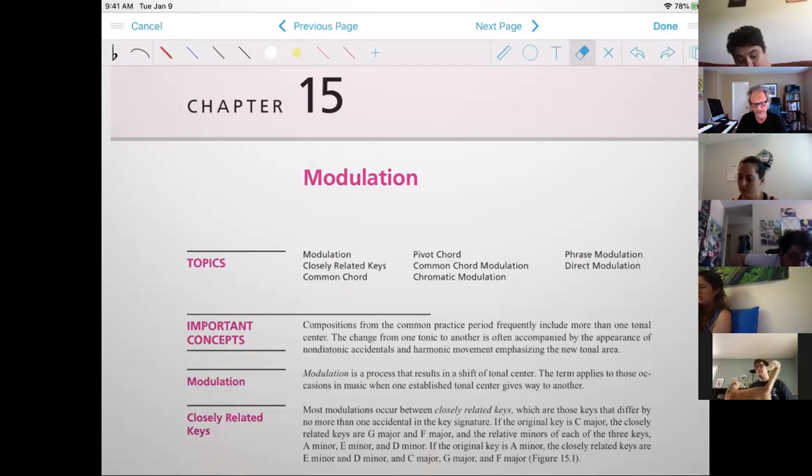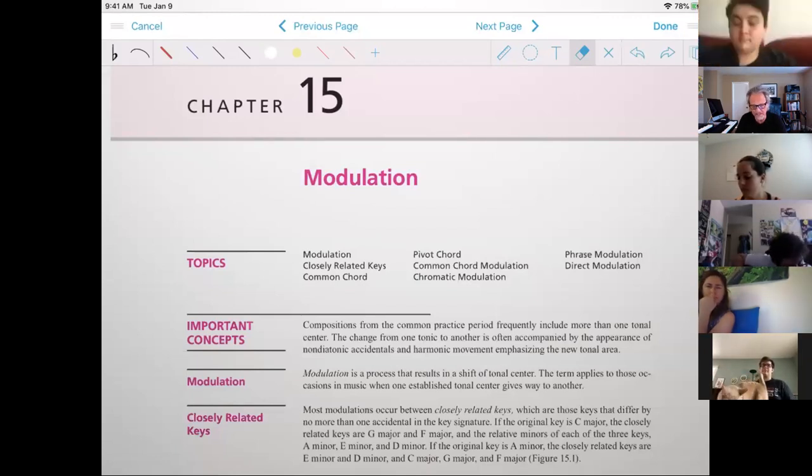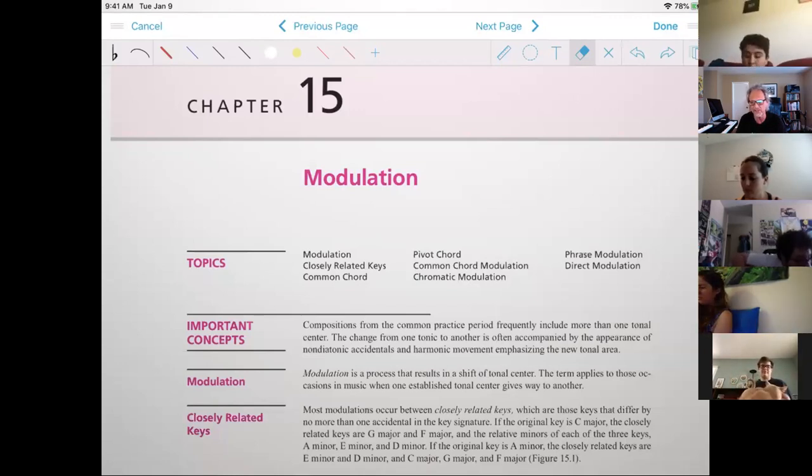So here's our first subject, modulation. What is it? Well, you can see what it says here, and it's pretty succinct, meaning it's pretty broken down and simplified. It is a shift of a tonal center. However, what is a tonal center, everybody? Because you have to understand that to know what a shift would be. You're shifting. So what's the difference between tonicization and modulation?